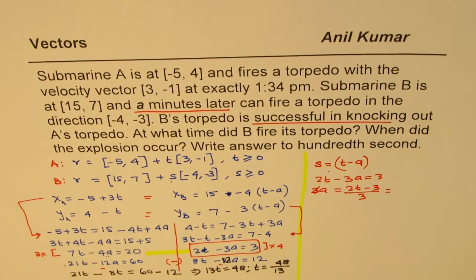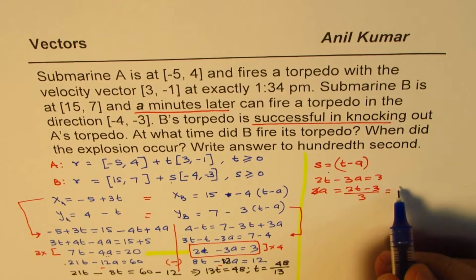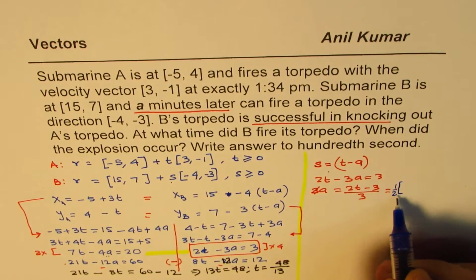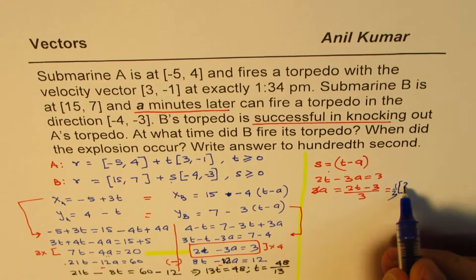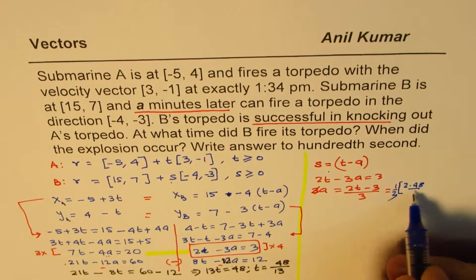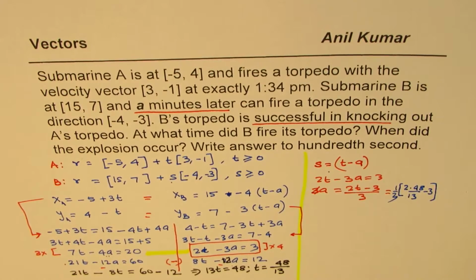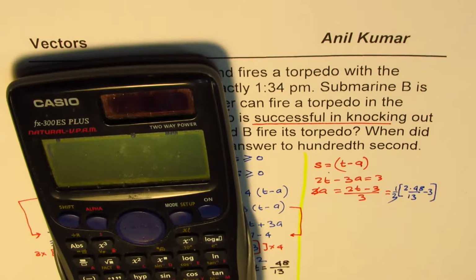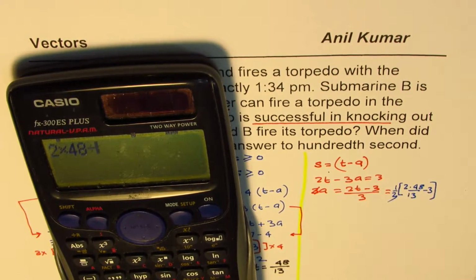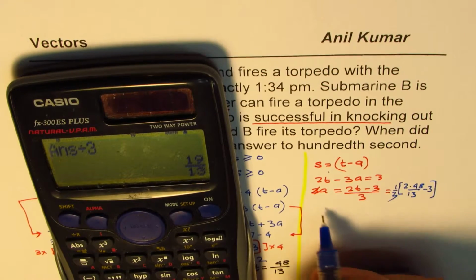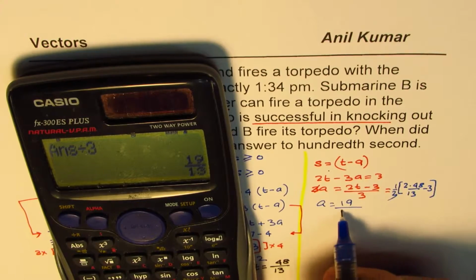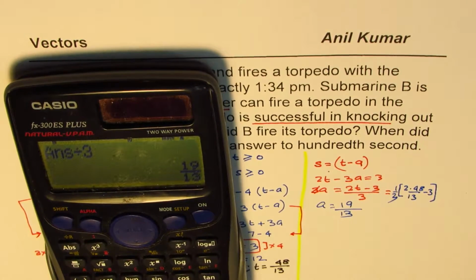So in our case, we have t as 48 over 13. So we'll have 1/3 of 2 times 48 over 13 minus 3. Is it okay? So that is what we have. And let's calculate this value. So we'll do 2 times 48 divided by 13 equals 2. We'll take away 3 from here, and then we'll divide all this by 3. So we get A as equals to 19 over 13. Is that okay? So that is the value of A.